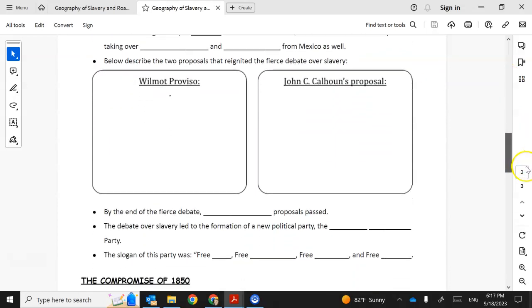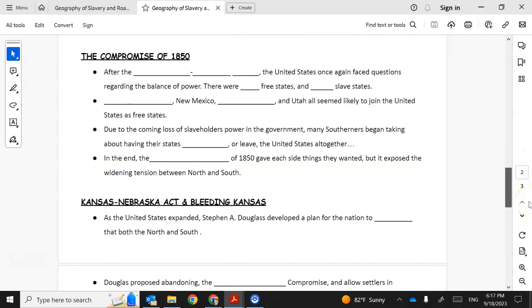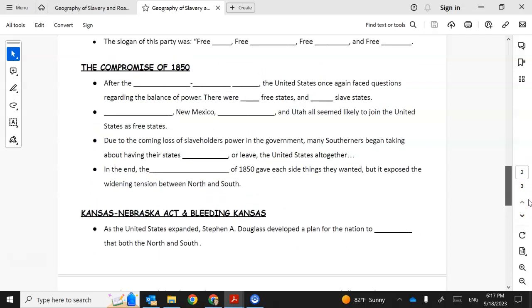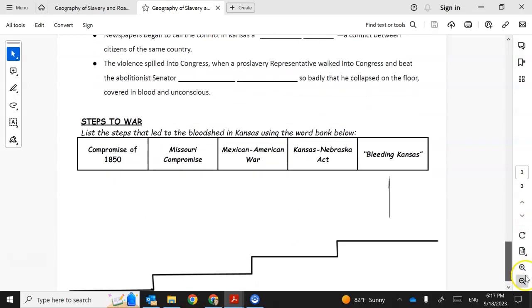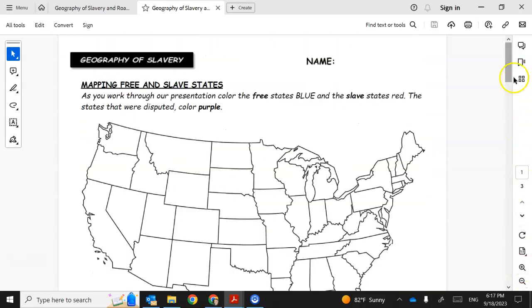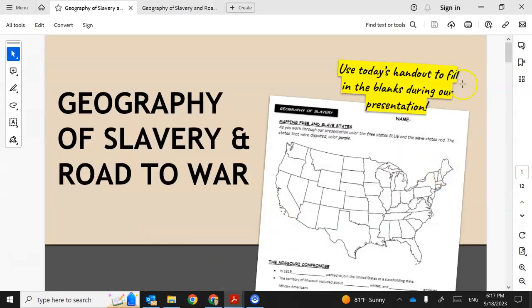Some of this is stuff you learned, you should have done in your notes yesterday. Some of it's new information. Most of it's new information. What I tried to do was give you the westward expansion first, and then we would hop over to what was going on in regards to slavery and how states were being created.